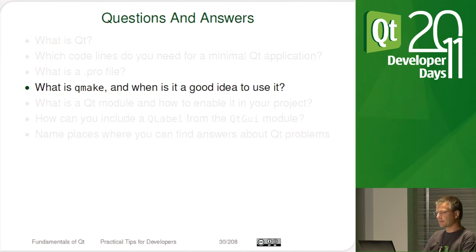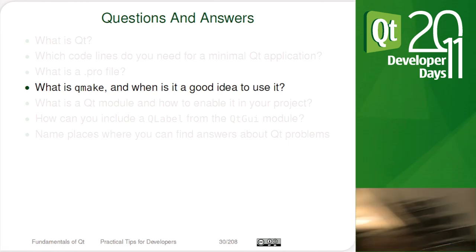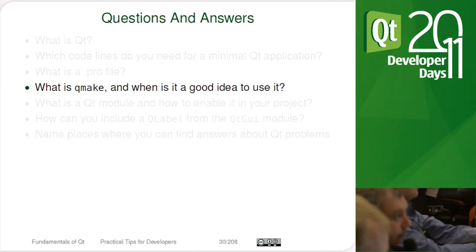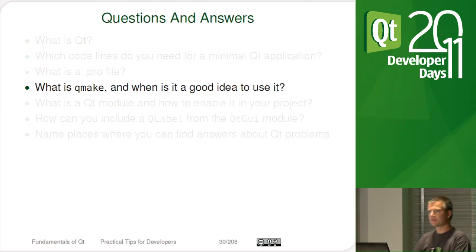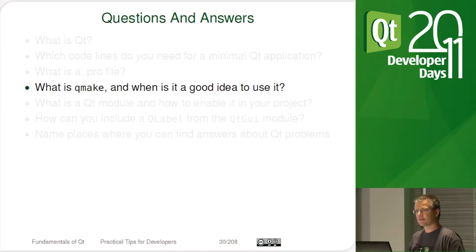So what is QMake, and when is it a good idea to use it? To compile a Qt application. Yes. You want to repeat that with the microphone? Because the session will be recorded. To compile a Qt application or project. Yes. So QMake does all the work for you. QMake is the utility to create your cross-platform makefiles out of your project file. And when is it good to use it? Normally you don't have to deal with that because everything is done automatically using Qt Creator.